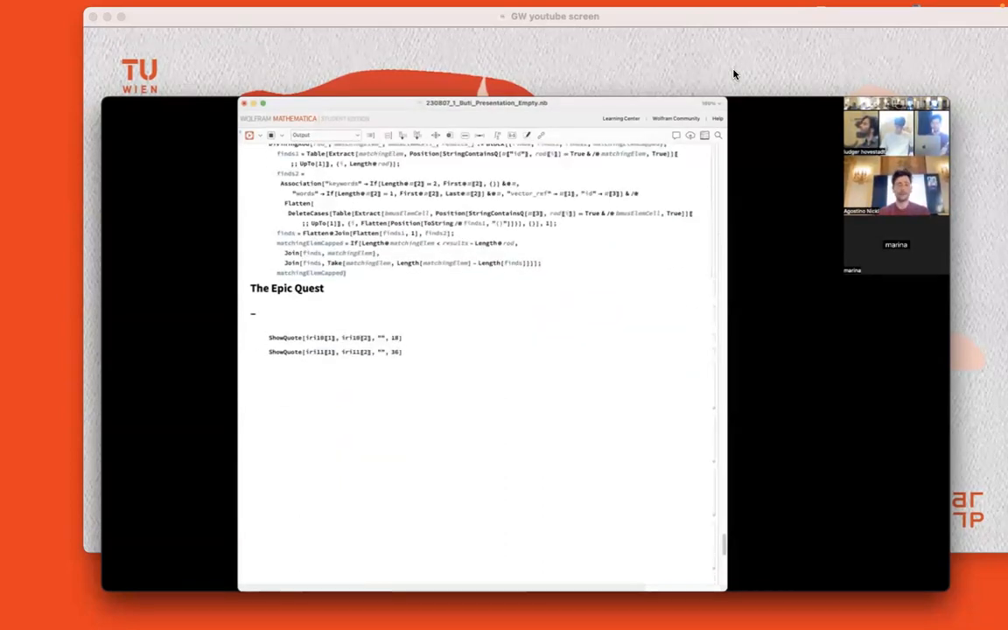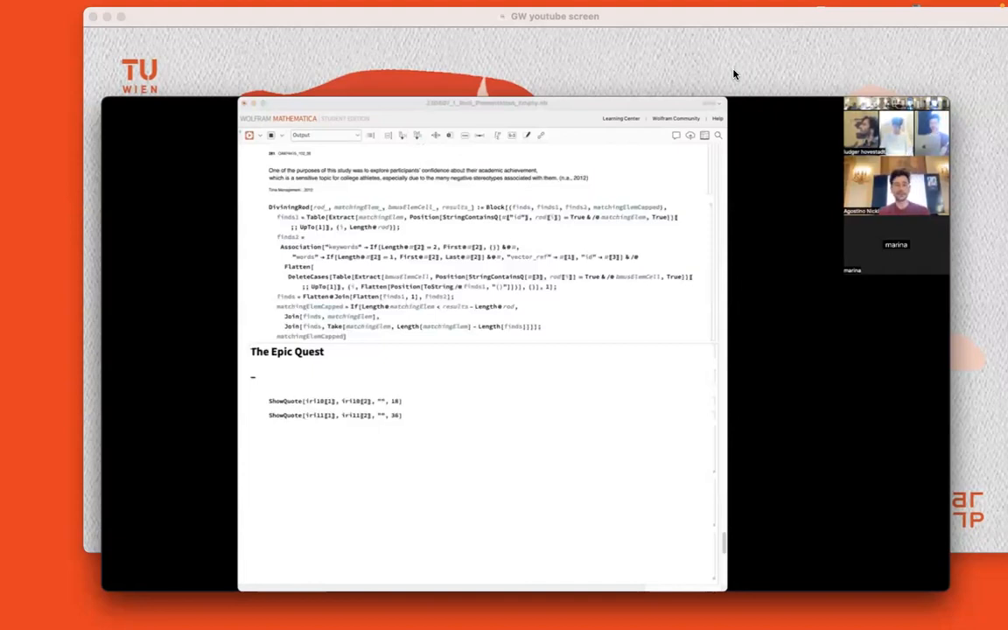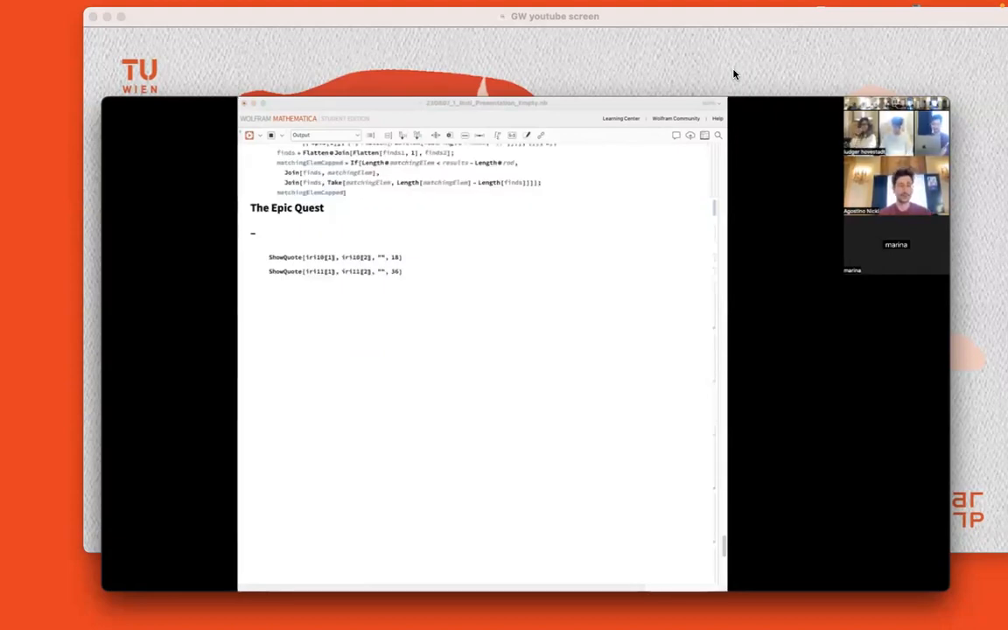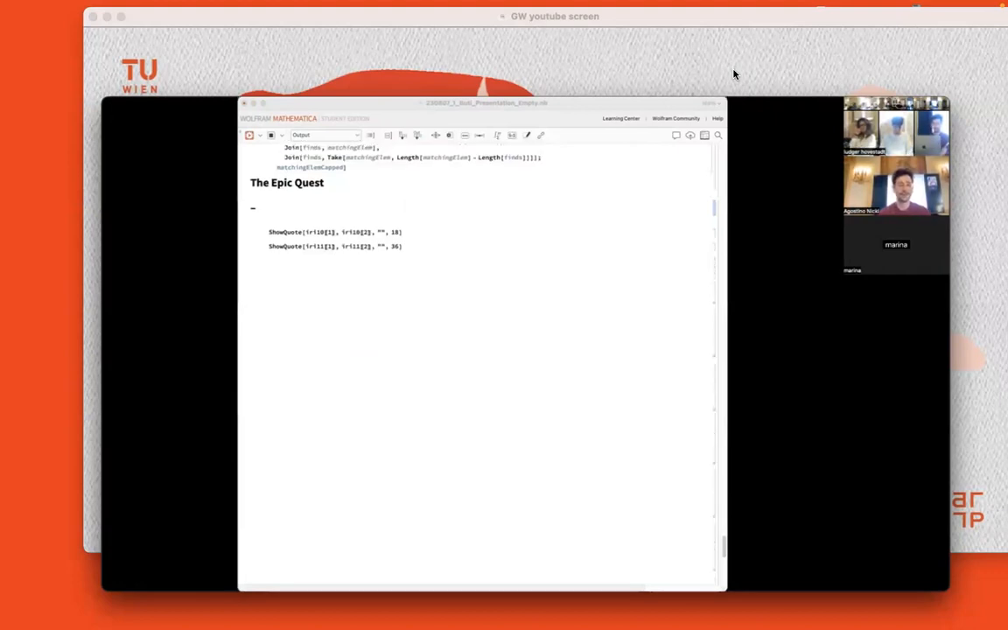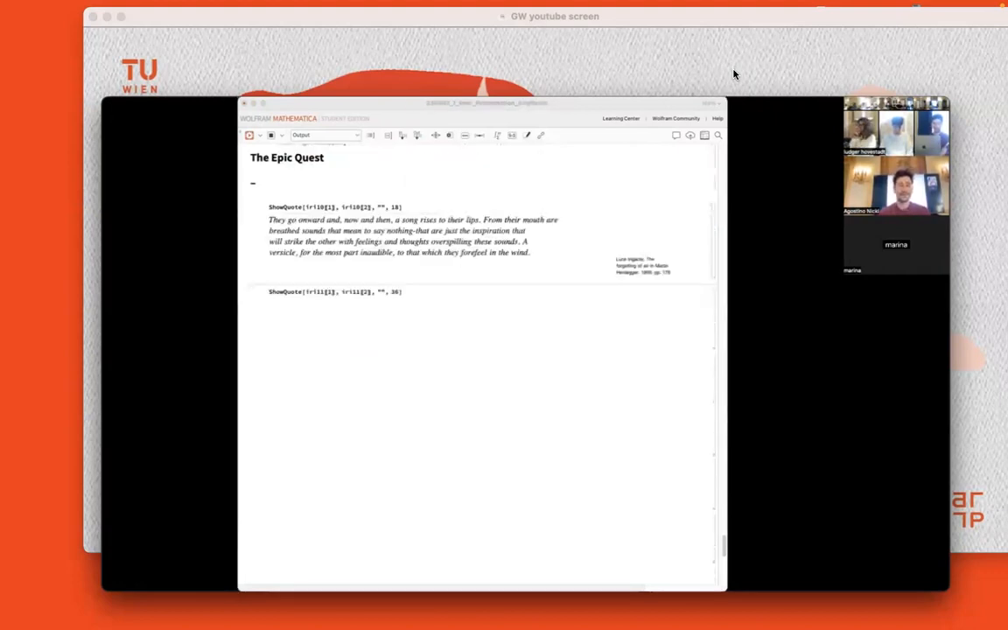So with this, I'm going to conclude my talk very soon. This was just a sketch of how one might non-exhaustively progress through the open expanse. So there's the hero bottle, the guide spectre, the pack animal, and all the qualitators, and all of them are on the way. They go onward, and now and then a song rises to their lips, a versicle, taken for the most part from audible, to that which they fulfill in the wind.